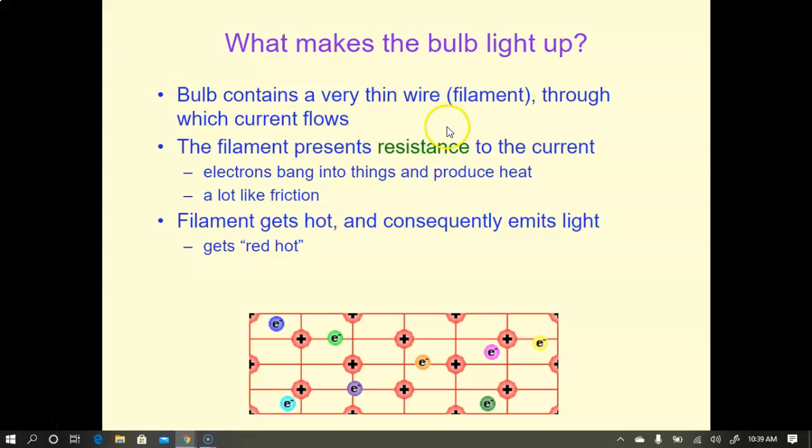And all of that heat causes the filament to get hot, and eventually it will get hot enough that it will start to emit light. And that's when we get the glow from the light bulb. So the filament gets red hot and gives off visible light.